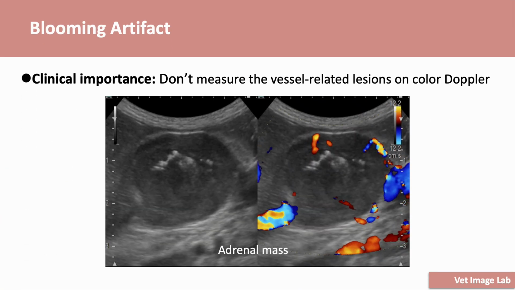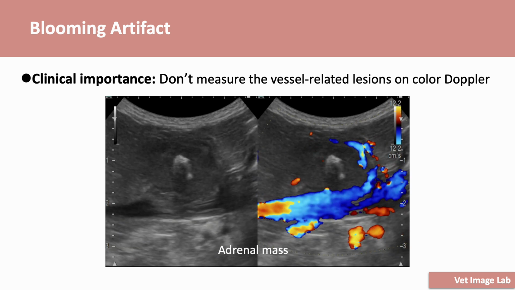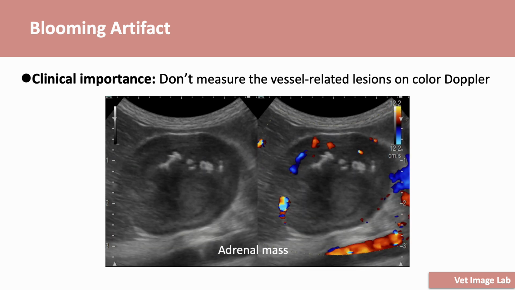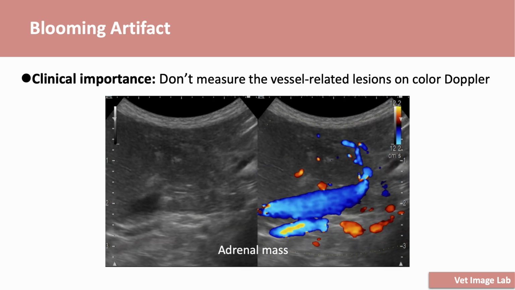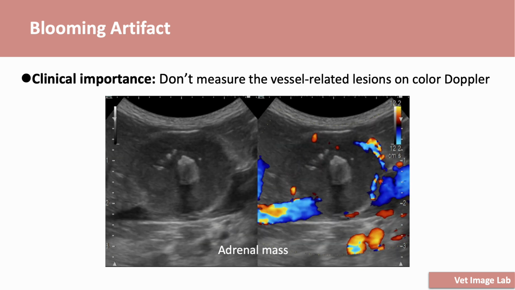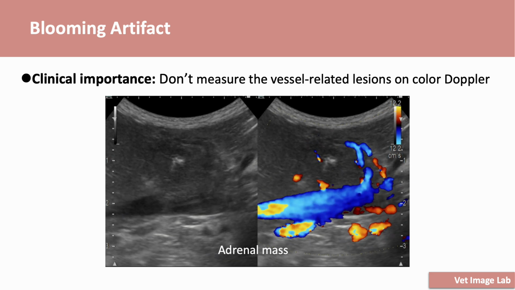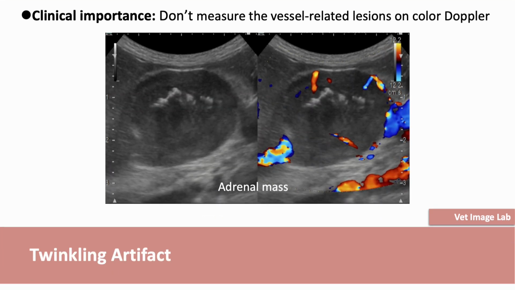As you can see here, compared to the vessel on B mode, the vessel in color Doppler appears enlarged. Therefore, when measuring lesion size, especially in vessels, always measure it on B mode rather than in color Doppler mode, to avoid overestimating vessel size.